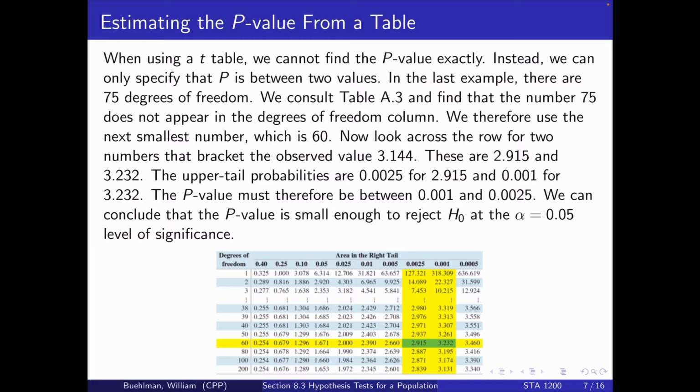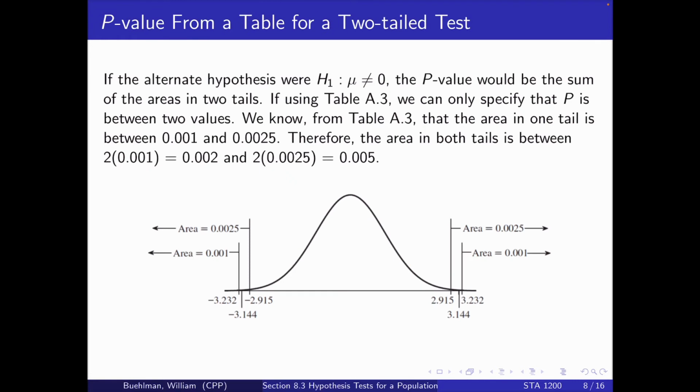We can conclude that the p-value is small enough to reject the null hypothesis at the alpha equals 0.05 level of significance. Since that whole range from 0.001 to 0.0025 is less than alpha, that's why we can reject it, because we know the p-value has to be somewhere in between those two numbers, and no matter where it is between those two numbers, it's still going to be less than 0.05.